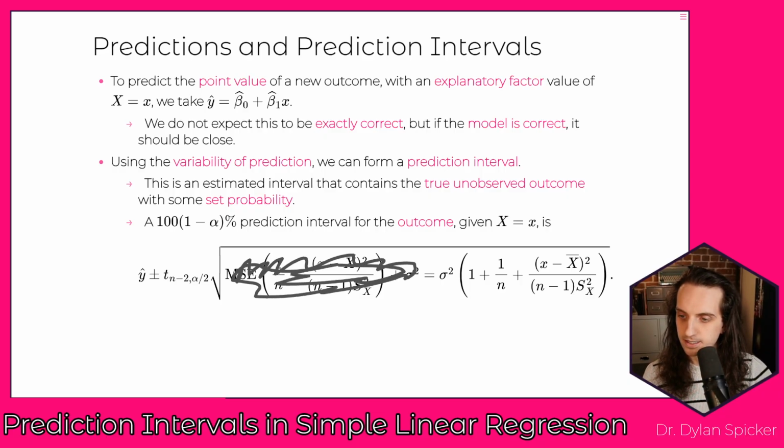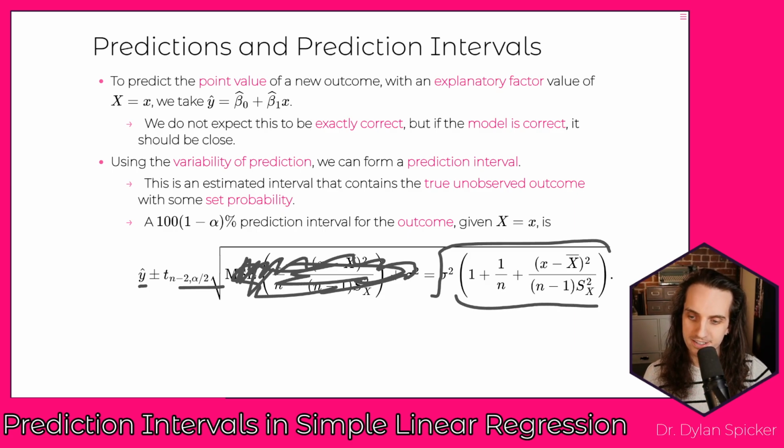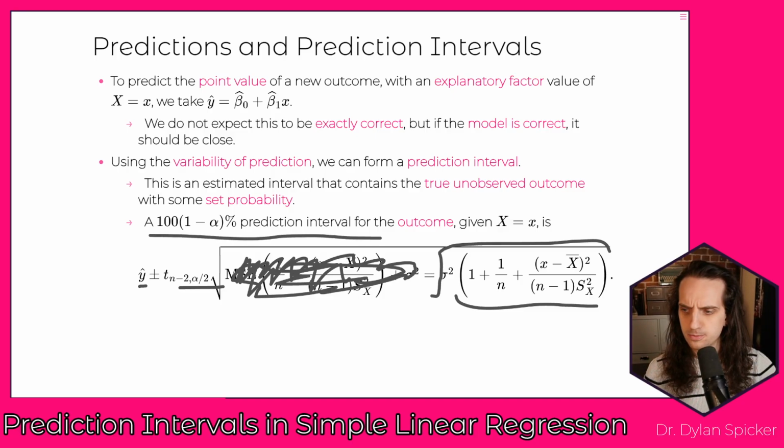And then we're saying that this is going to be y hat plus or minus our critical value times the square root of this component over here, right? Which is the same as what we had in that crossed out region, but was written in a confusing kind of way. All right, so this is going to ultimately give us our prediction interval.